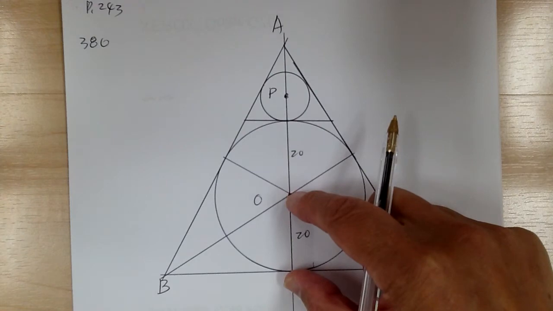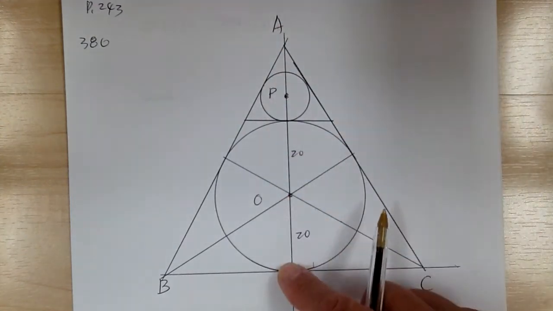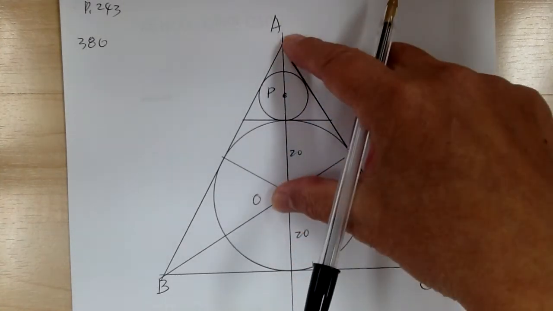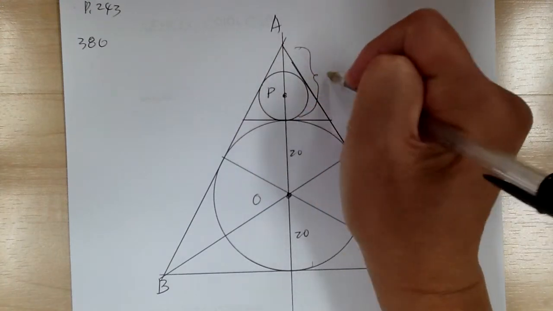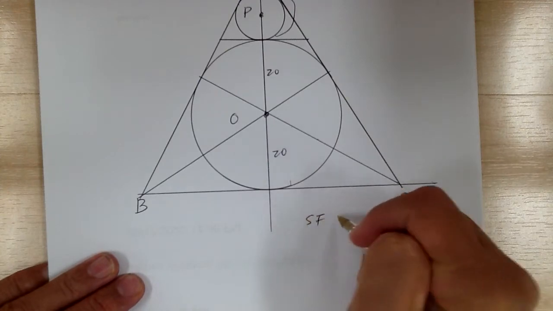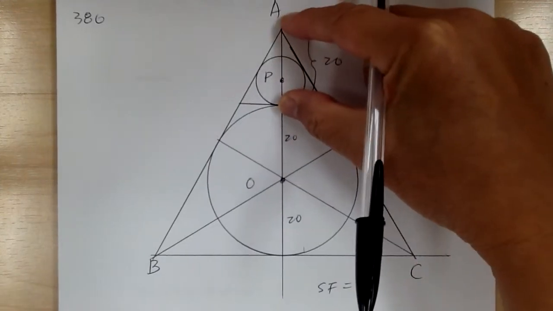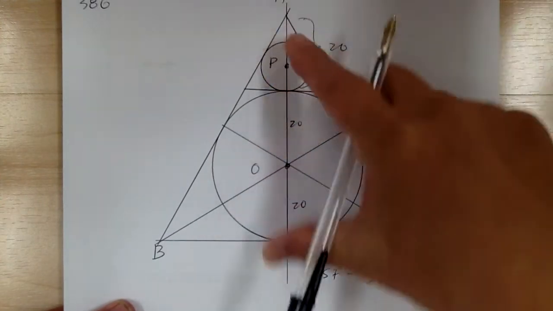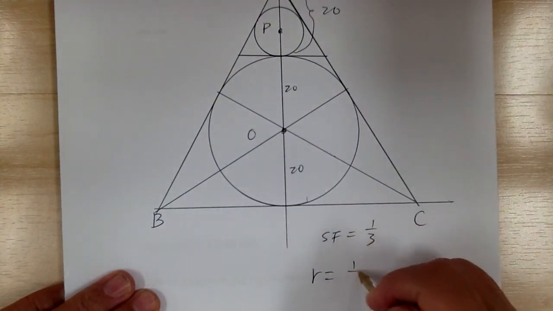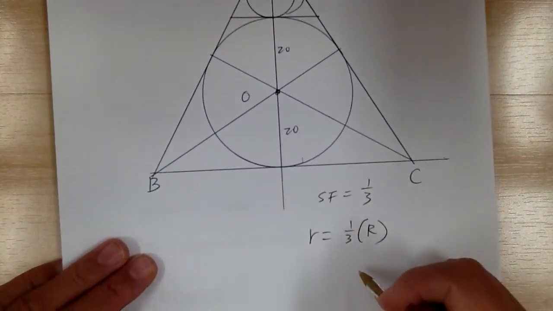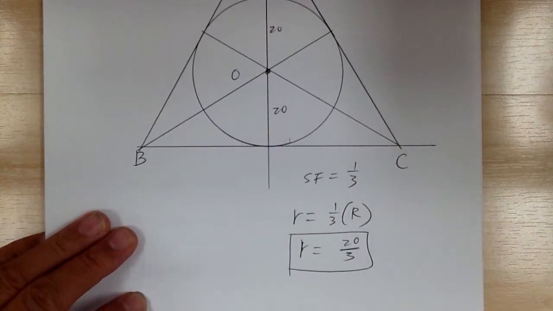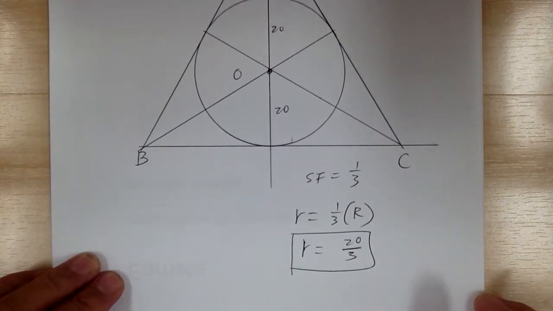And if this is 20, again the median divides this into ratio 1 to 2. So if this is 20, this would be a 40. Therefore, this is also 20. So what you want to do is just use a scale factor. The scale factor is equal to 1/3 because this is 20 and this is 60. So it's 1 to 3. Therefore, the radius would be 1 to 3. So small r will equal 1/3 of the big R, and so r equals 20/3. This is the quick way of doing it using the scale factor.